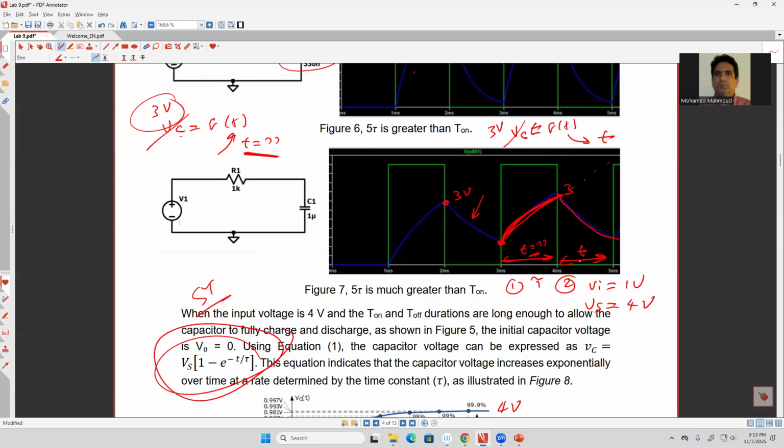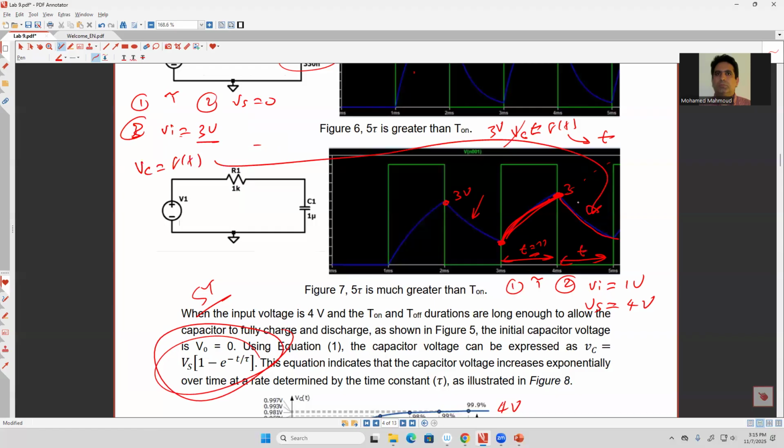How can you do that? Again, you need to find the equation of discharging. For the equation of the discharging, number one, tau is the same. Number two, the supply voltage equals 0. Number three, the initial voltage is 3 volts, so I'm gonna start from 3 volts. Using these three values, you can find the equation of the capacitor voltage as a function in time for discharging. Again, the same thing: I want to know how much time it will take for the capacitor voltage to become 1 volt.